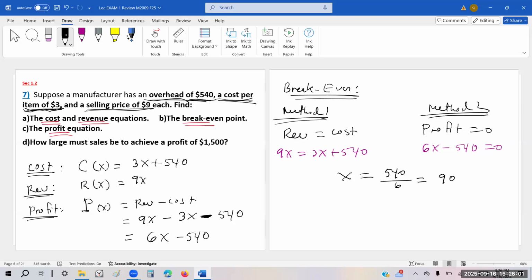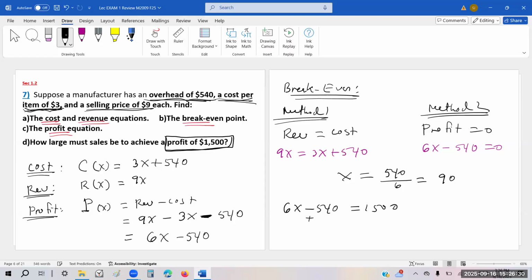The last thing says you want to have a profit of $1,500. Not the revenue $1,500, the profit. You want $1,500. So how do we figure out how many items you need to sell? Jolene. 6x minus 540 equals 1,500. And now solve for x.